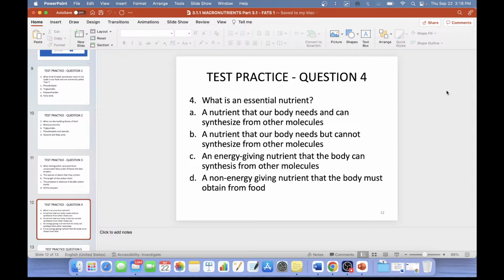The last of the questions that I have prepared is, I skipped the number here, it should be question 5, and the number question 6, question 9. What is an essential nutrient? A, a nutrient that our body needs and can synthesize from other molecules. B, a nutrient that our body needs that it cannot synthesize from other molecules. C, an energy-giving nutrient that the body can synthesize. Sorry for the spelling mistake, from other molecules. D, a non-energy-giving nutrient that the body must obtain. What is the correct answer?